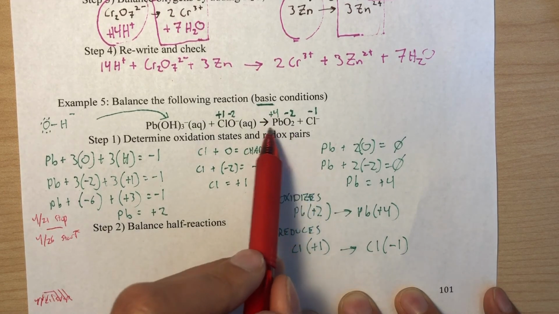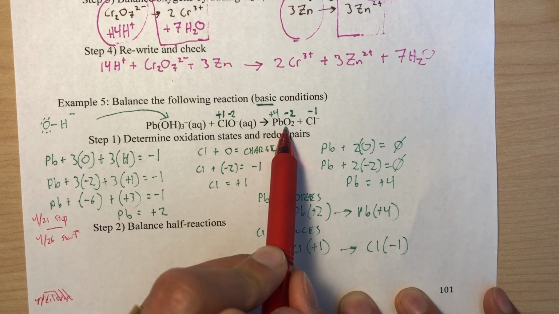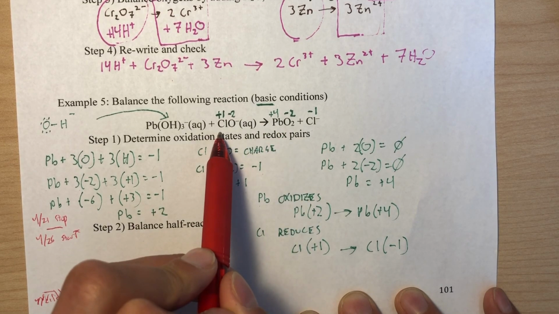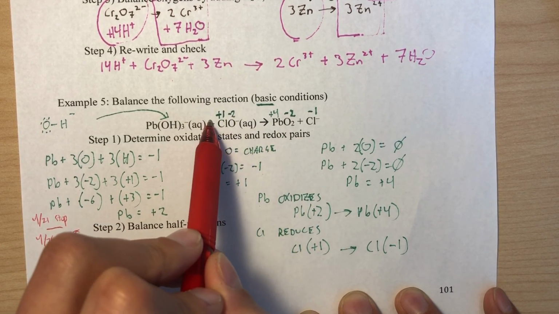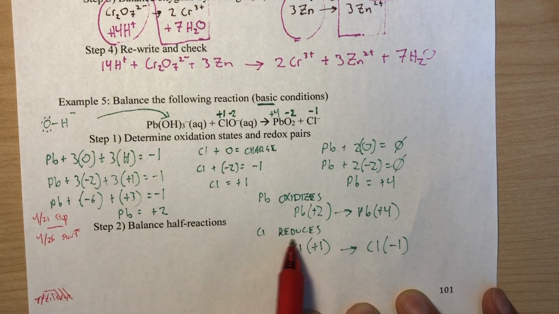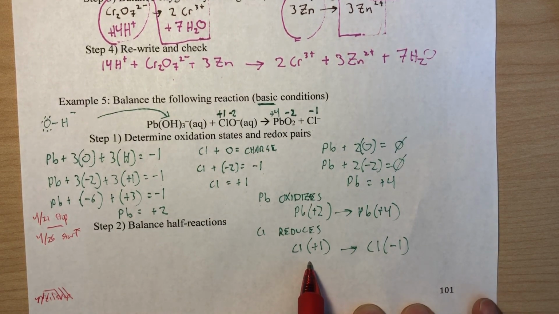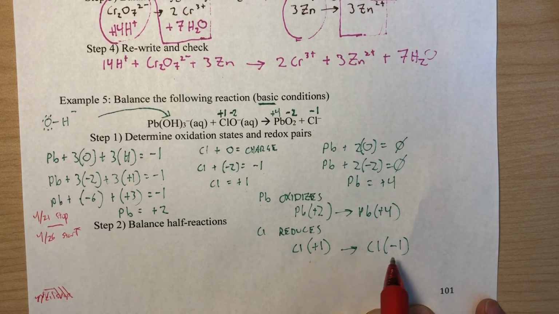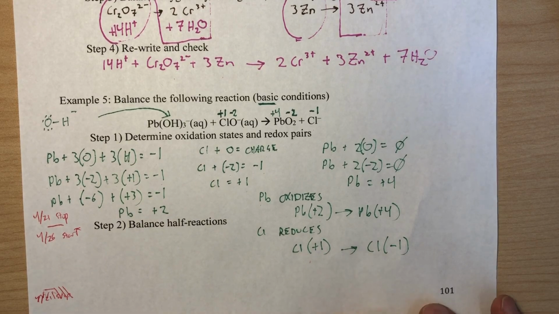What happens to oxygen? It stays -2 the whole time, so that's not part of the redox pairs, but chlorine gets reduced. It starts as +1 in a rare situation and ends as -1. So chlorine is being reduced because it is gaining electrons and its oxidation state is being lowered. Starts as +1, ends as -1. And we're going to end there.